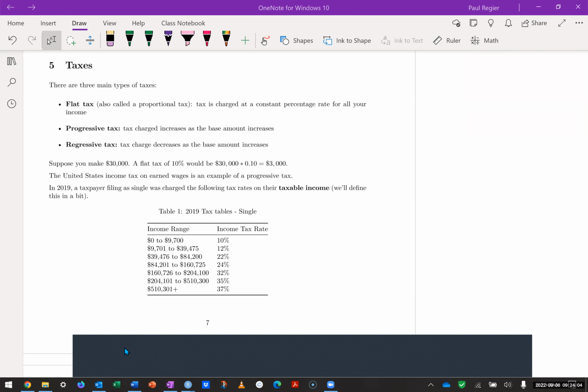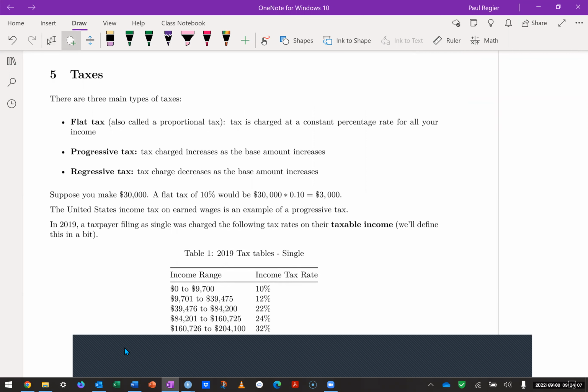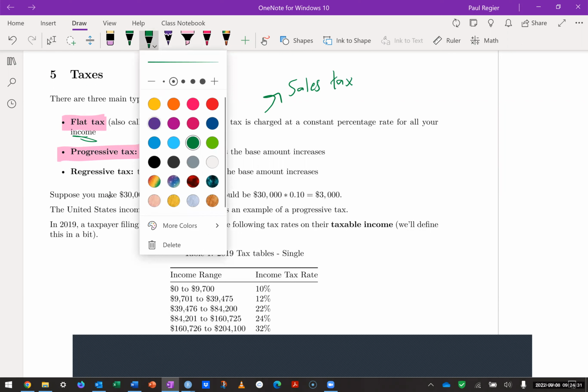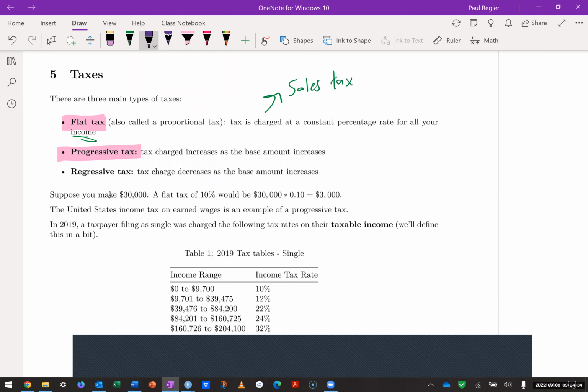So taxes, there are three types of taxes. The first one is called a flat tax. That's what you pay on, like, sales tax. It's just a constant percentage of whatever you're paying for, but it can also be applied to income tax. That's not what we have in the United States. In the United States, we have what's called a progressive tax. This means the more income that you make, the higher percentage you pay in taxes. And then regressive tax is the opposite. Not many countries have a regressive tax, but there are some business taxes that are somewhat regressive.